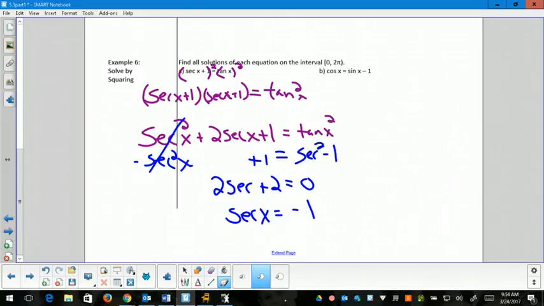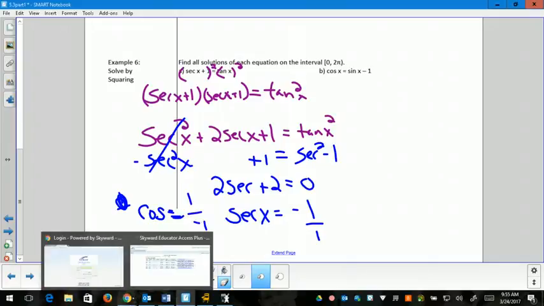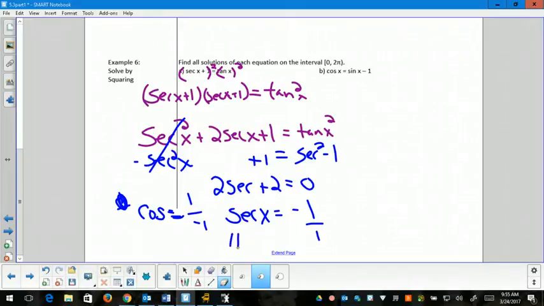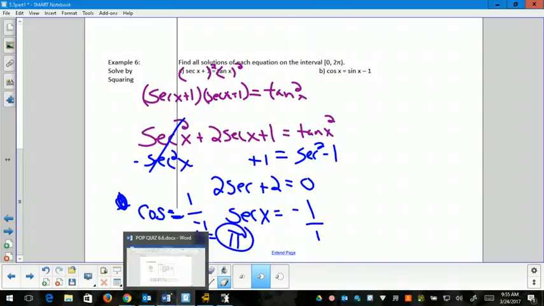So secant, I'm going to flip this to cosine by flipping the fraction. This was negative 1 over 1. Now it's 1 over negative 1, which is the same thing. So I'm looking to see where cosine is negative 1, and that happens only at pi. So theta equals pi, or x equals pi. Try the next one. See what you get for letter B.